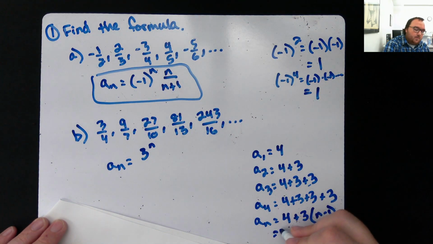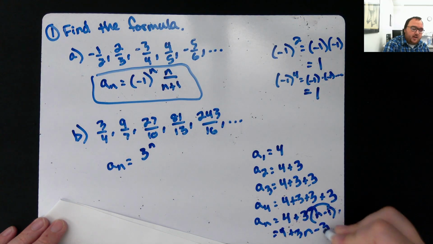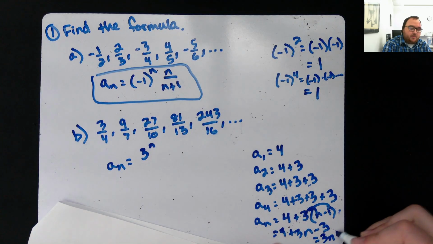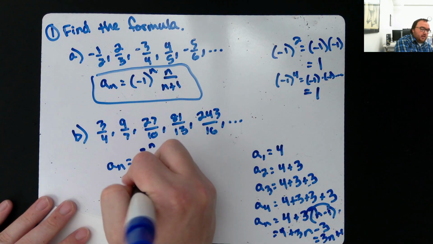Calculate that. 4 plus 3n minus 3, which gives me 3n. 4 minus 3 is plus 1. So the denominator is 3n plus 1.